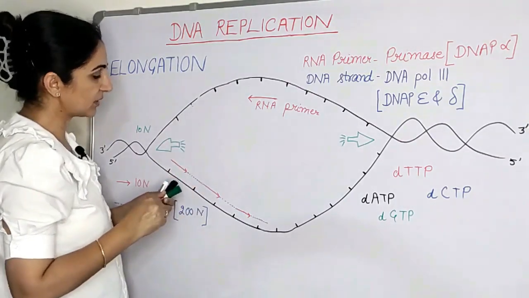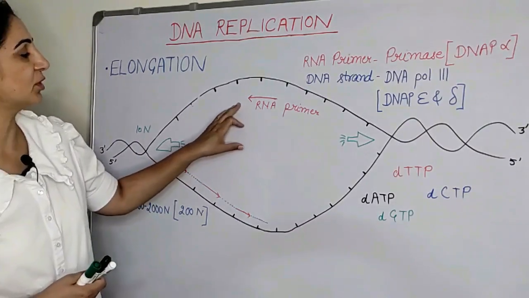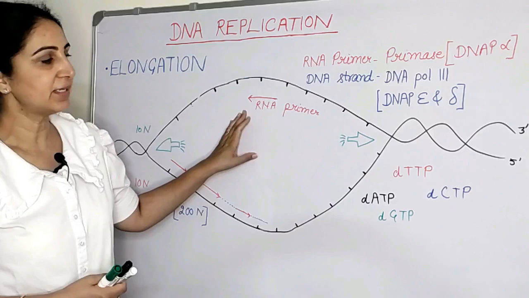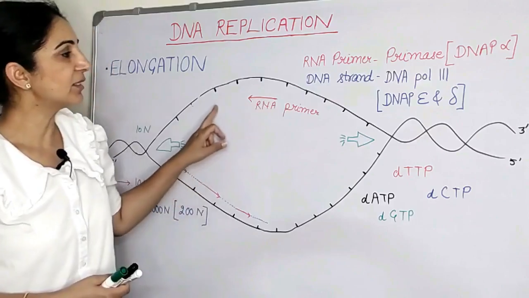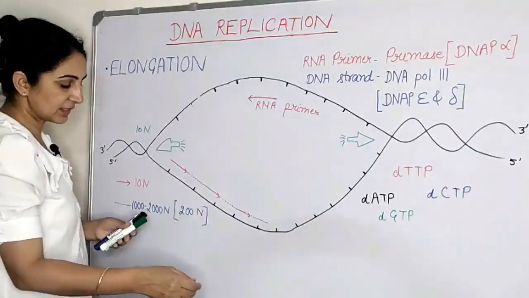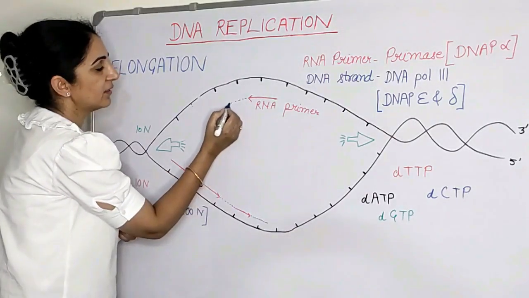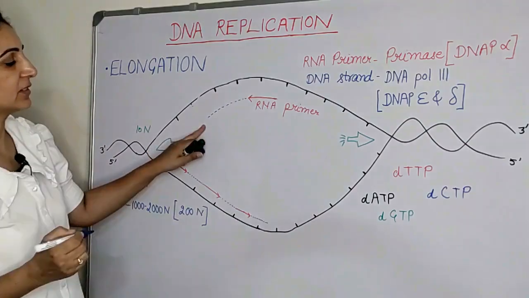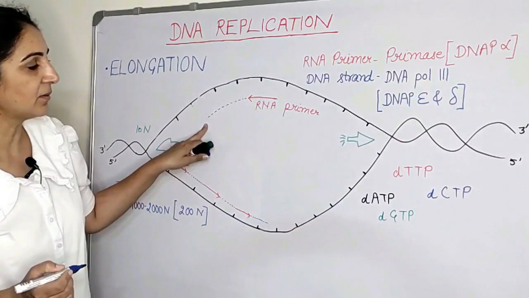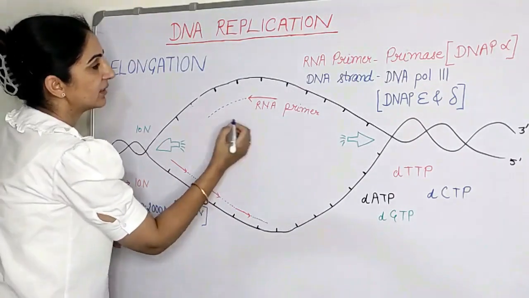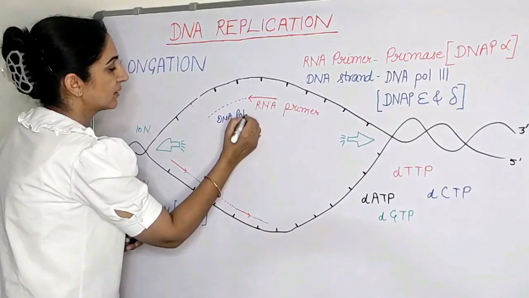So now what happens? Now the second enzyme comes. The second enzyme is responsible for the synthesis of the DNA strand. This enzyme is DNA polymerase 3 in the case of E. coli. Suppose this is the DNA strand. This DNA strand synthesis is using deoxynucleoside triphosphates as the raw material, and the enzyme is DNA polymerase 3.